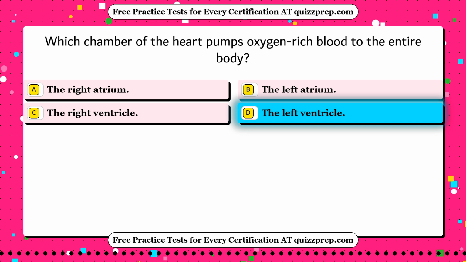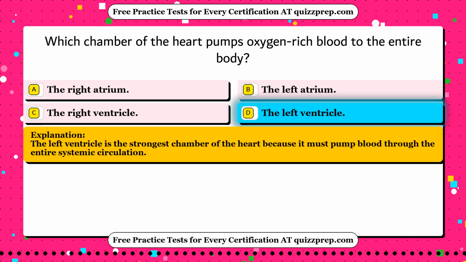The correct answer is option D. The left ventricle. The left ventricle is the strongest chamber of the heart because it must pump blood through the entire systemic circulation.